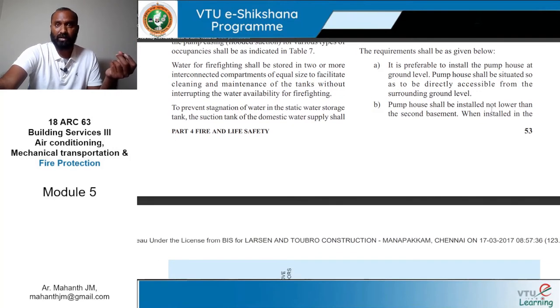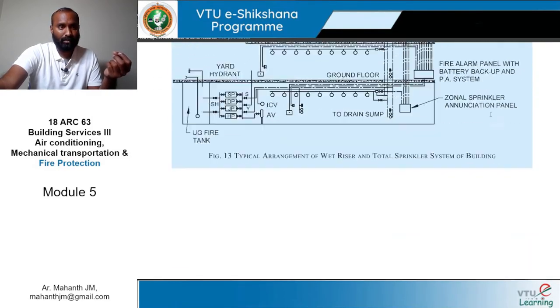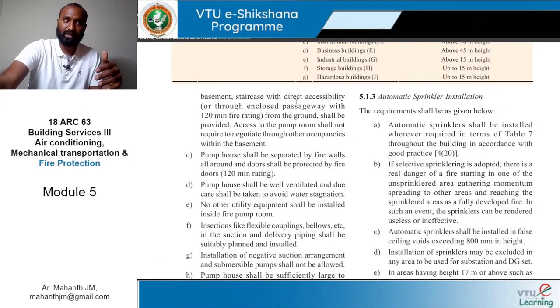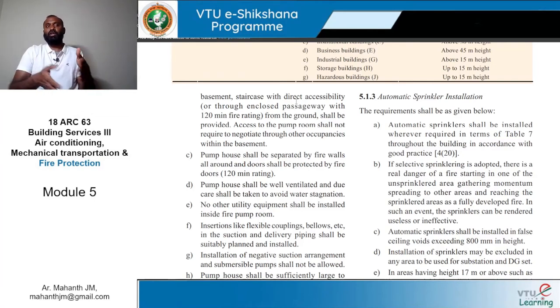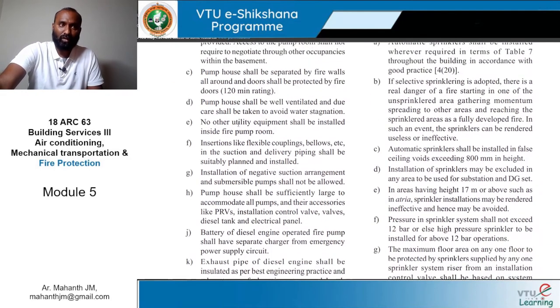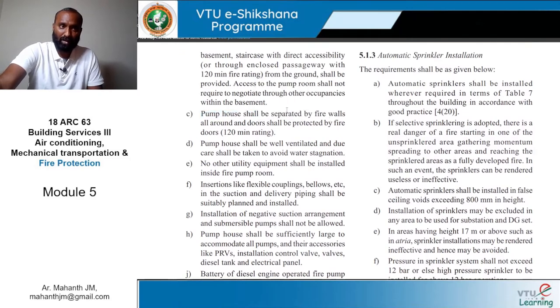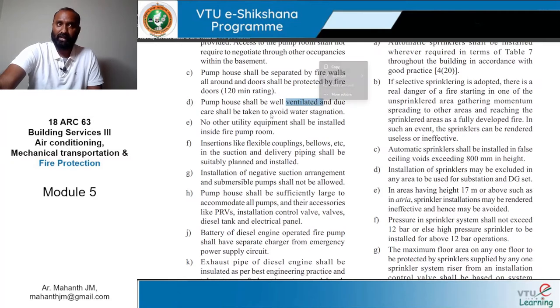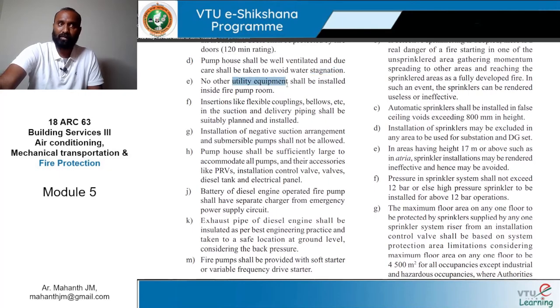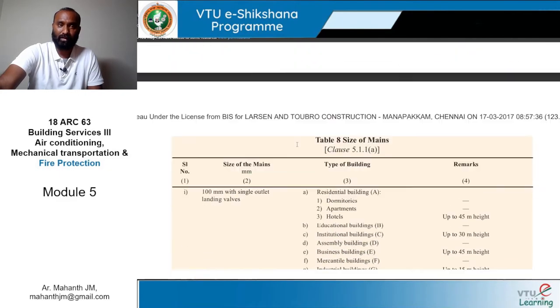Okay, pump house shall be installed not lower than the second basement. When installed in the second basement, staircase with direct accessibility or through an enclosed passageway with 120 minutes fire rating from the ground shall be provided. So if you look at it, there are so many rules in terms of the pump house. It shall be separated by firewalls, because they said fire door here, firewalls here, at the minimum of 2 hours fire rating, well ventilated, water stagnation should be avoided, nothing to be dumped in that particular room, right?